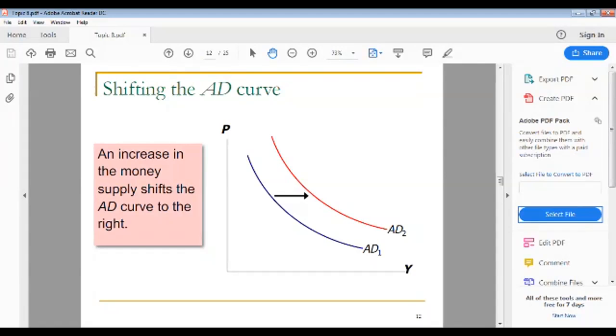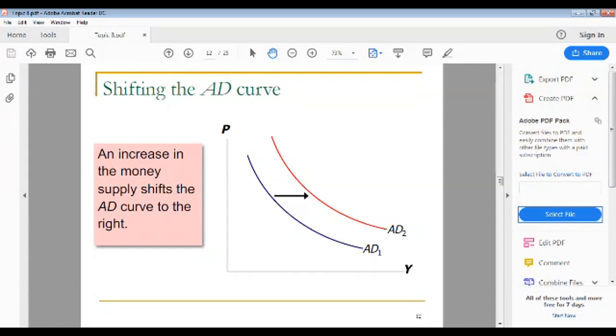This would be a way that a Keynesian would say that a central bank should print more money in a recession, right? Because it shifts aggregate demand. This is the stimulating effects of expansionary monetary policy.